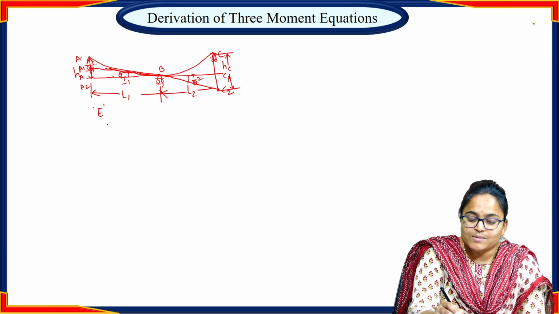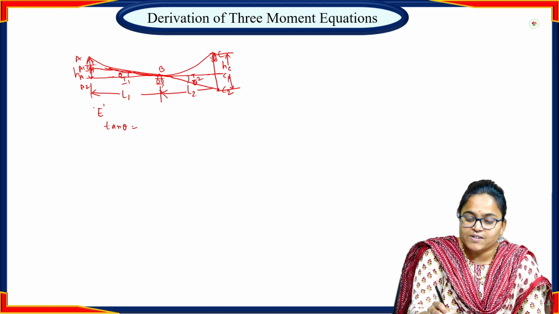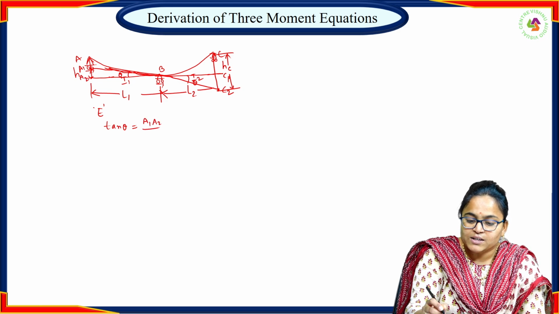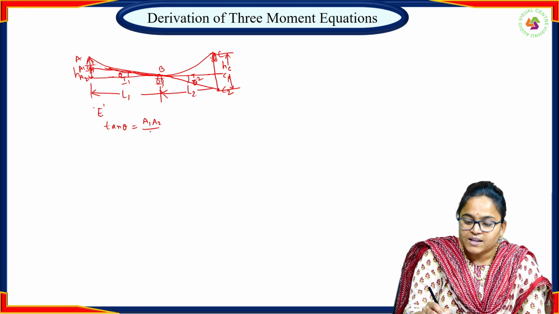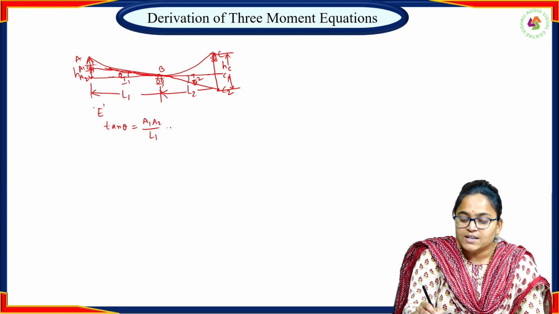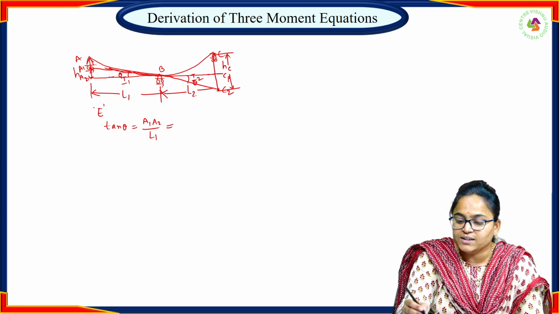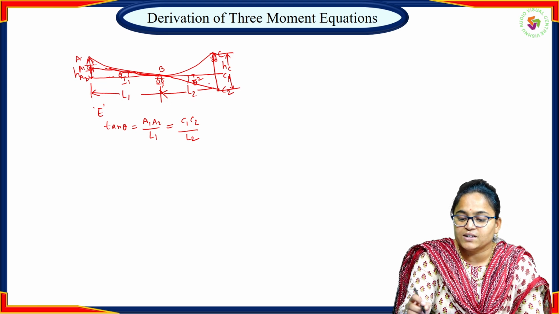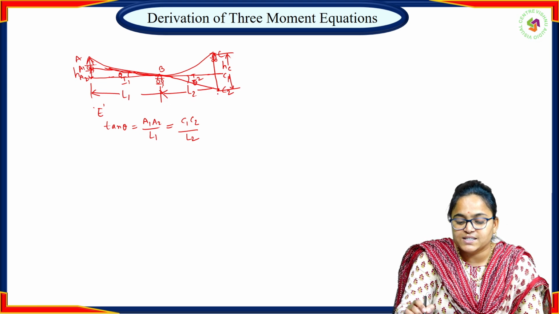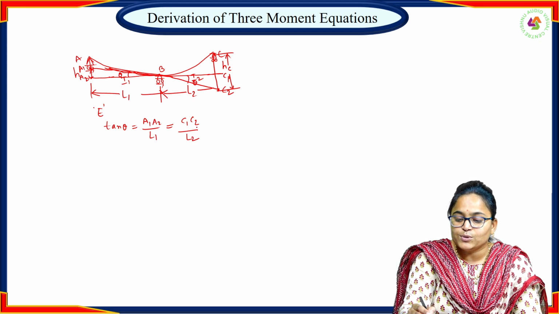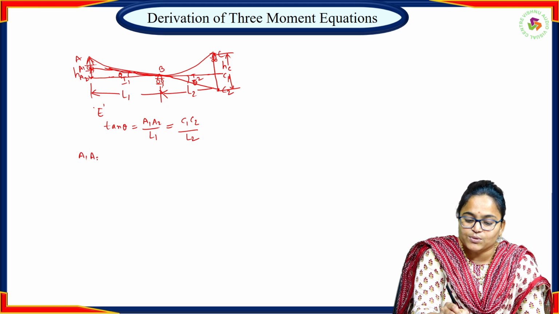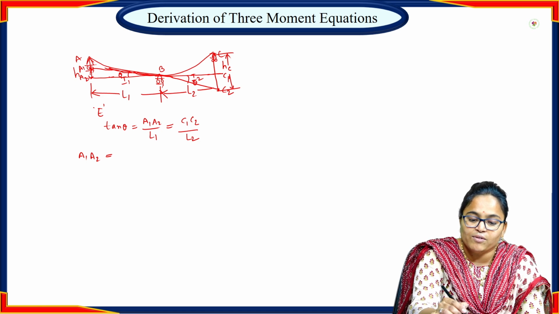Now from this diagram we can write tan theta is equal to A1 A2 by L1, opposite side by adjacent side, that is AB span. For BC span we can write C1 C2 by the length of span BC, that is adjacent side. So this is opposite side by adjacent side. Now we want A1 A2 and C1 C2. Now we can find out A1 A2.